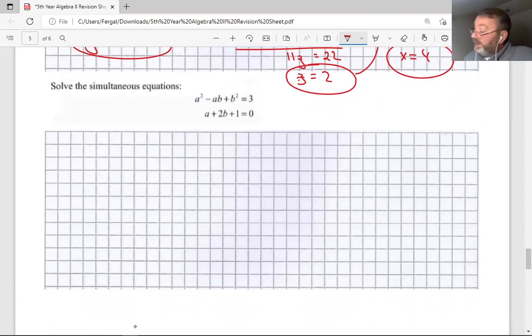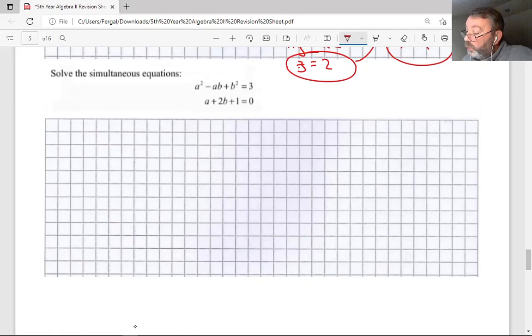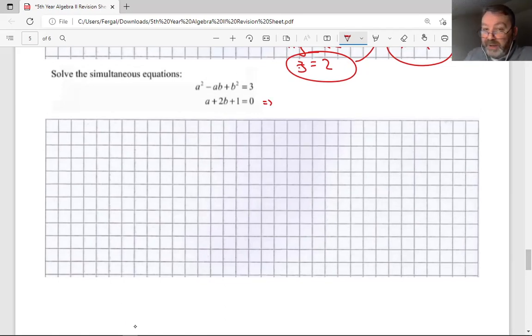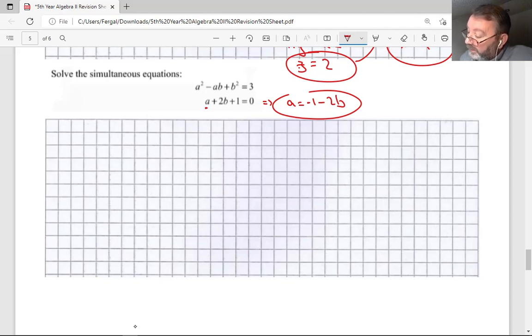Okay, another linear and quadratic. So again, the same thing as we said before. Take the linear equation and rearrange it until you get a on its own or b on its own. Now, if you notice, a is already reduced to a coefficient of 1. So I would much prefer here to get a equals 1 minus 2b. That's going to make life very, very easy. So a equals minus 1, I should say. Sorry, bringing both of these over here. So a equals minus 1 minus 2b, which then goes in here for a. So it goes in there and it goes in here.